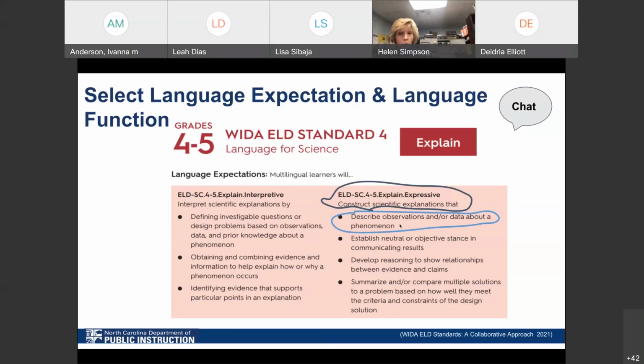For our oral partner sharing activity, I've selected that they're going to describe observations or data about a phenomenon. And so what I'd like for you to think about is, how do we hold students accountable when our learning activity is an oral partner exchange? How do we hold students accountable for those oral activities? What do you do?